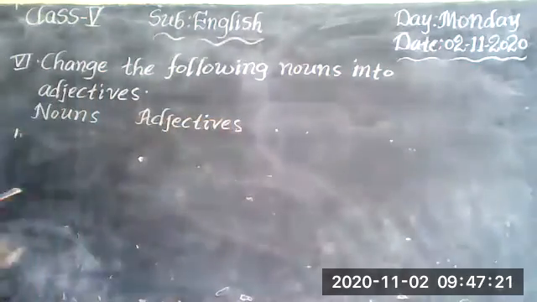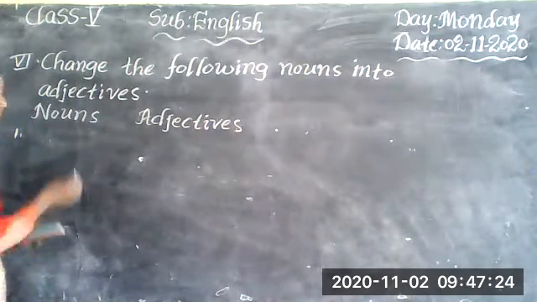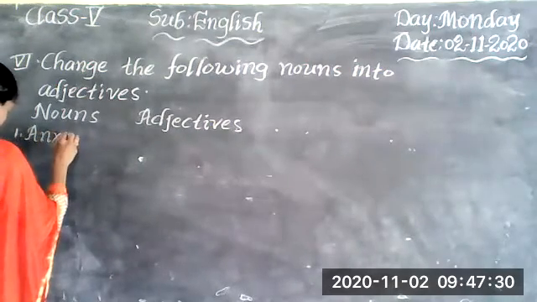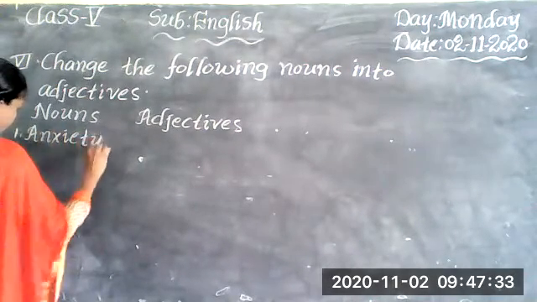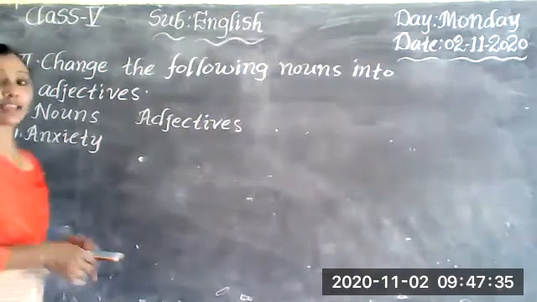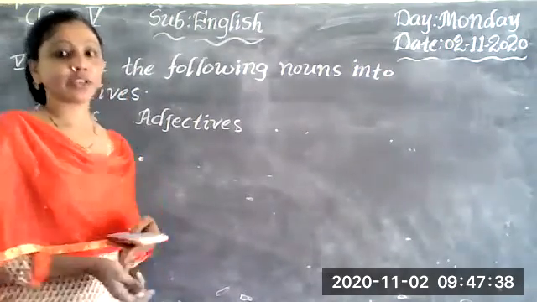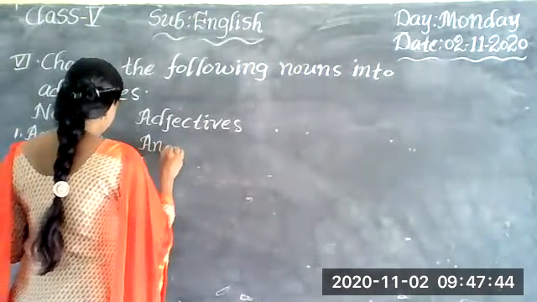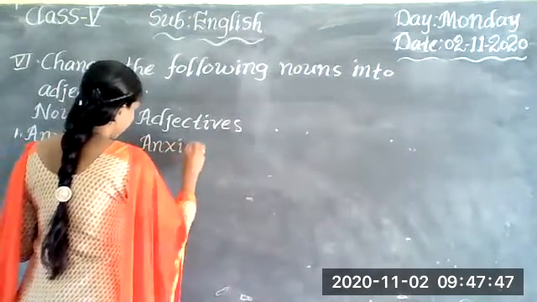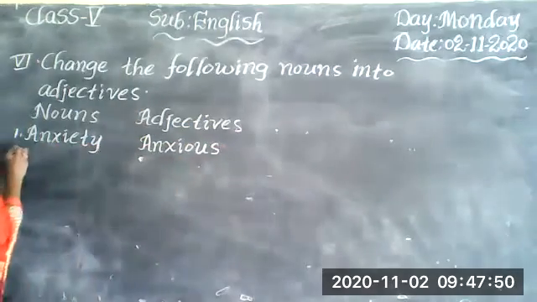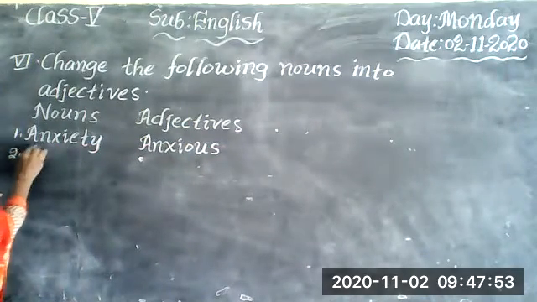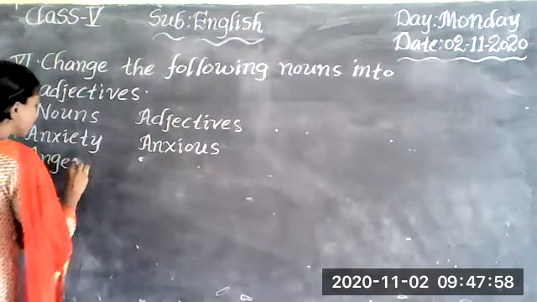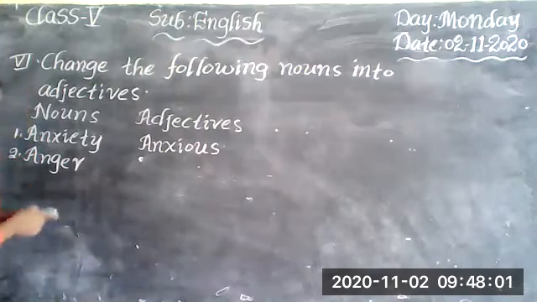Okay. What is the first one? Anxiety. Anxiety is the noun. So what is the adjective form of anxiety? Anxious. Okay. This one is again correct. A-N-X-I-O-U-S. Anxious. Okay. Next is anger. So what is the adjective? Anger is the noun. What is the adjective form of anger? Angry.